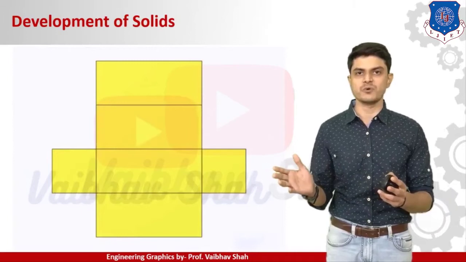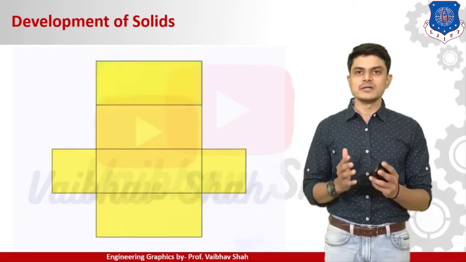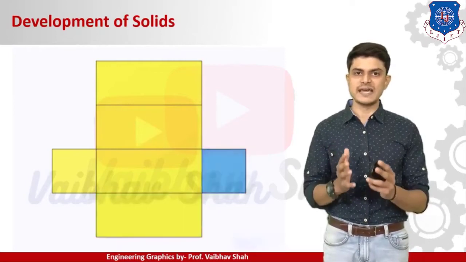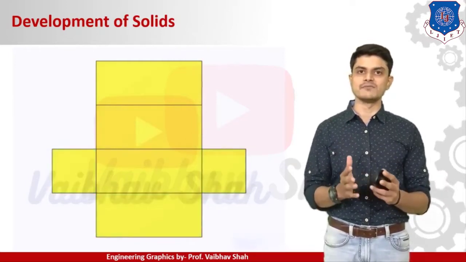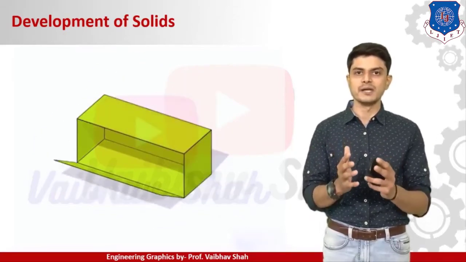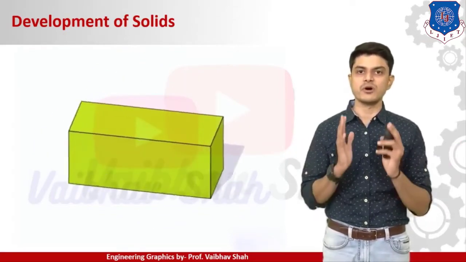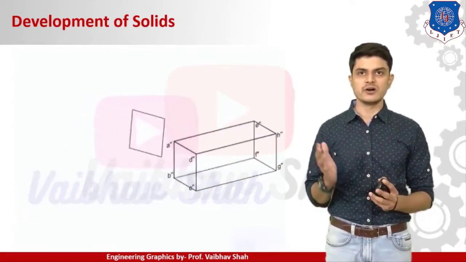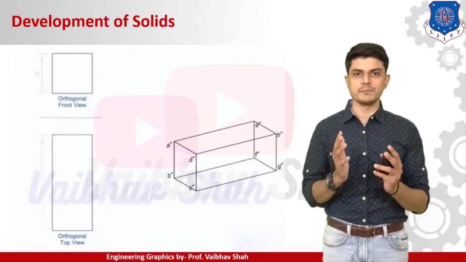So we'll try to open this box and we'll try to see how many rectangles it has. We try to observe the dimension of each of the rectangles, and then we try to reproduce this box, and this is nothing but known as a development. It means you are developing a complete surface of any solid. It is nothing but what? Your development of surface. So now the observer is observing what we need to prepare.